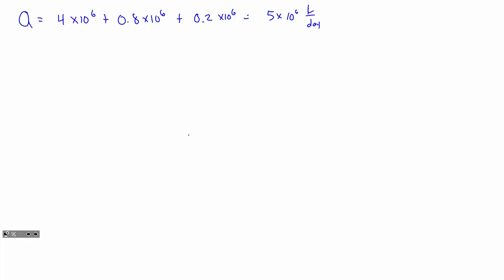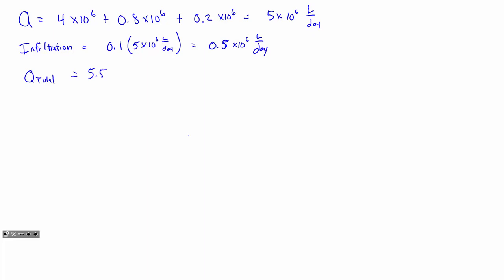Okay? Our infiltration is given as 10%, so 0.1 of that total flow. So times 5 times 10 to the 6 liters per day. So we see the amount of infiltration that we're going to have is 0.5 times 10 to the 6 liters per day. This means our total Q is equal to 5.5 times 10 to the 6 liters per day. Okay?